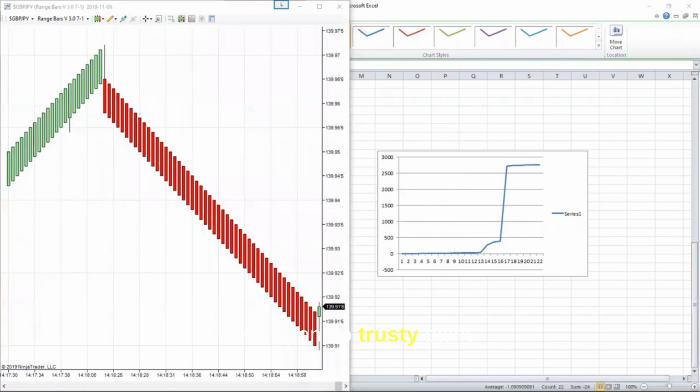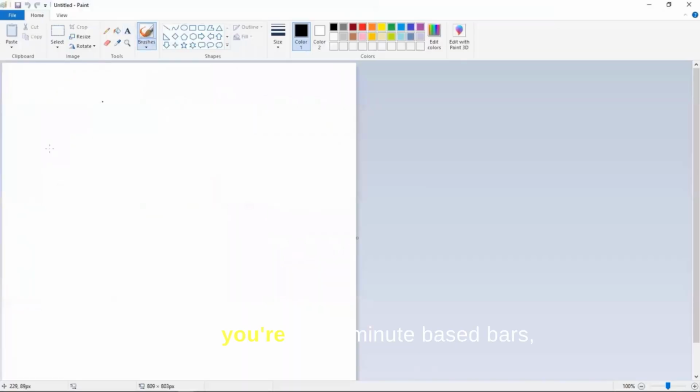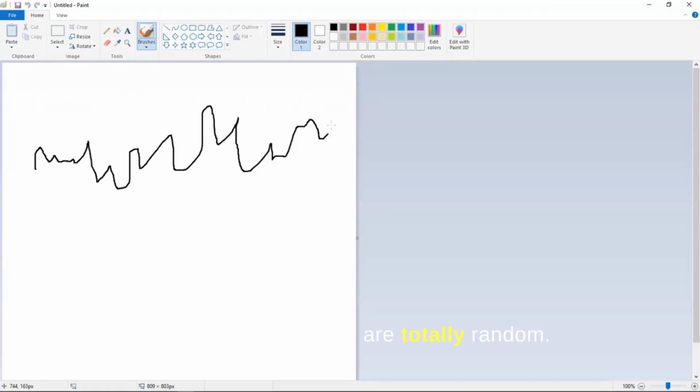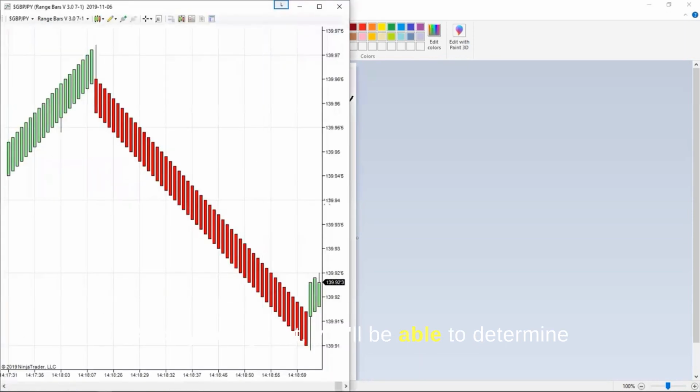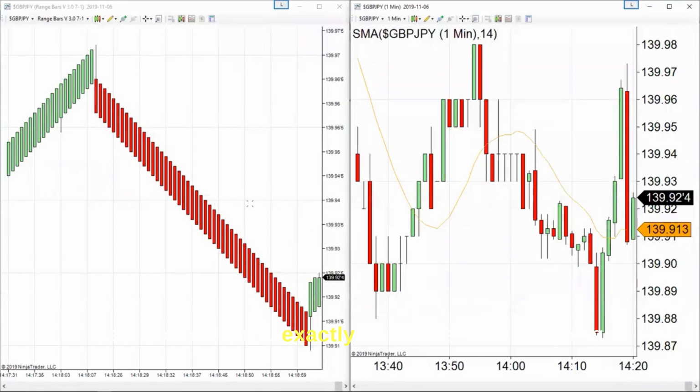Let's open up Trusty Paint. So if you're using minute-based bars, your equity curve will be like this. It'll be totally random in size, because your entries and exits are totally random. But using a range-based chart, your equity curve will be linear, like an exact move, like this. And by doing that, you'll be able to determine the trend and know exactly where the market's going.